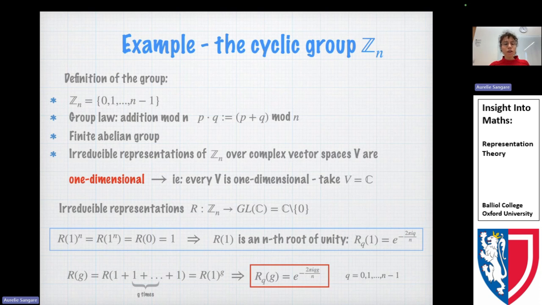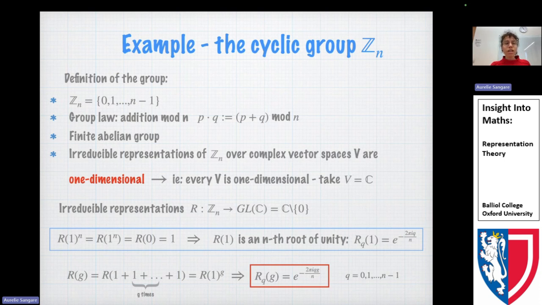And now it follows from the group homomorphism property that any group homomorphism maps the neutral element of your initial group to the neutral element of your final group. And here, in our specific case, the neutral element of the cyclic group is 0, and the neutral element of GL of C, so the invertible linear maps acting on the complex numbers, is 1. So R of 0 is equal to 1.